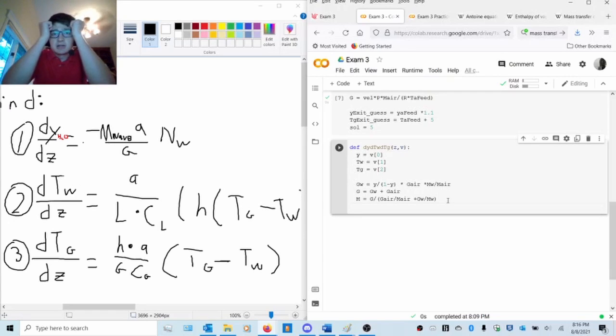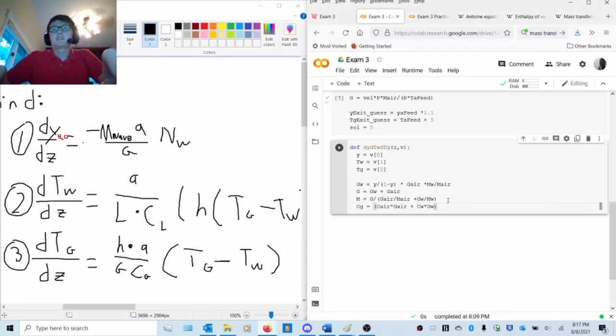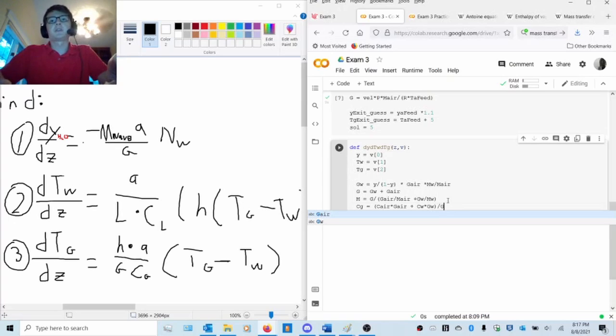So then with that, we can go on down, and now we want to find the specific heat of the gas. And that's just going to be based on how much bone dry air there is in the air, and how much water there is in the air. So we can just say the specific heat of the air times the gas flow rate of the air plus the specific heat of the water, times the gas flow rate of the water, and then we've got to divide that by the total gas flow rate.